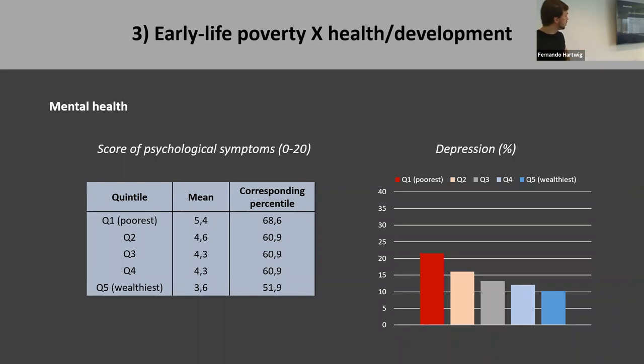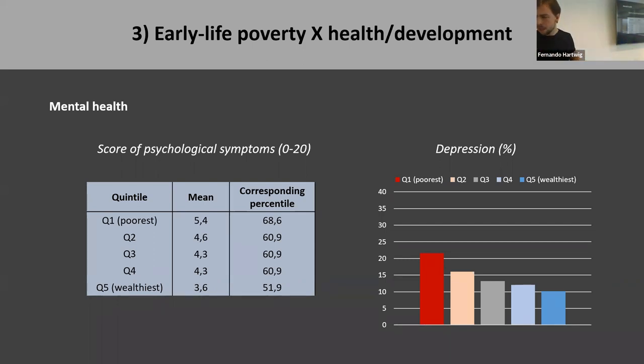Now, looking at mental health, I said health and development, so I better include a health outcome here. Why not mental health measures? Here again, those were measured at age 30. Here is a score of psychiatric symptoms called SRQ, which ranges from 0 to 20. And here we can clearly see again that the wealthier you are, the lower your score on this test, which is what you want, because the higher the values, the more symptoms you have.